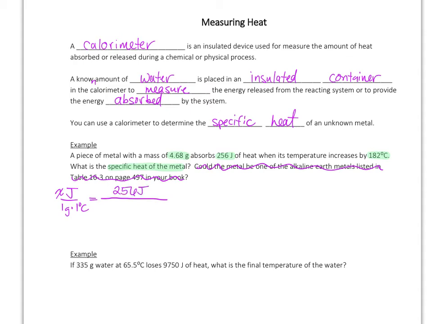256 joules are used with 4.68 grams of our substance, and the temperature goes up 182 degrees Celsius. And that's it. Divide. 256 divided by 4.68 divided by 182. And that's going to give us 0.301. And again, our units are joules for 1 gram and 1 degree Celsius. Simple.